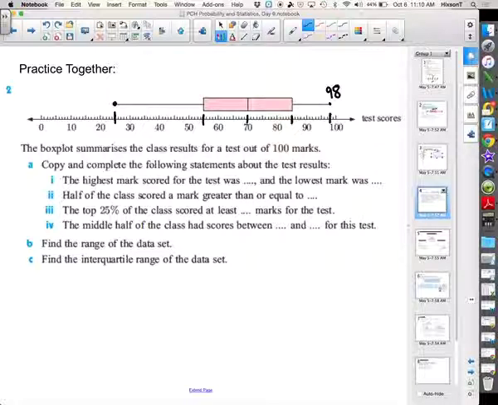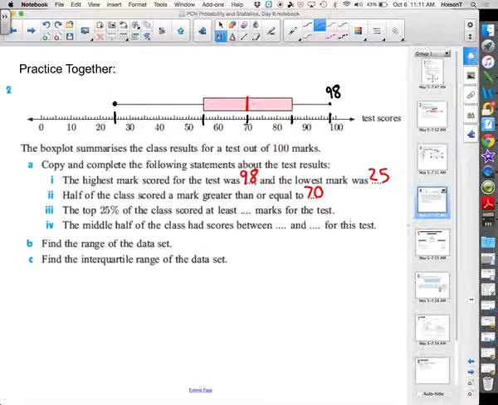Okay, let's think through these. Okay, the highest mark was... All right, these are not all that hard at first, at least. Highest is 98, the lowest was 25. Okay, half of the class scored a mark greater than or equal to 70. Okay, 70, that median, that's what that is. Half of it is at least that. Okay, so half the class got at least a C minus.